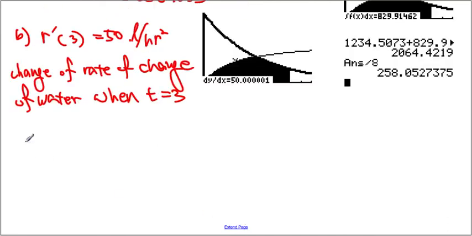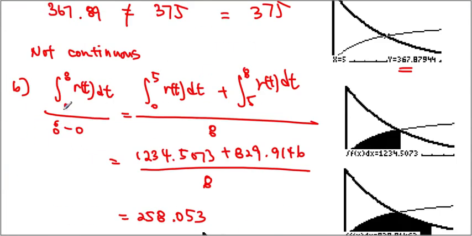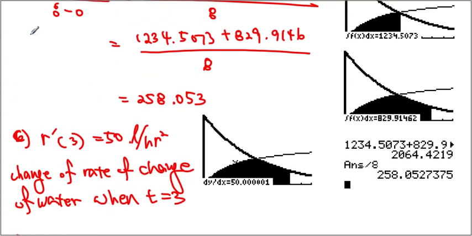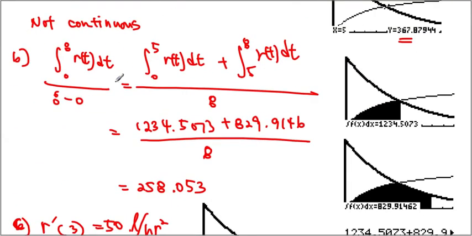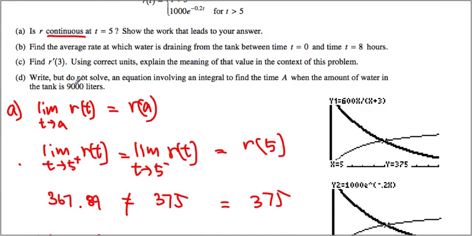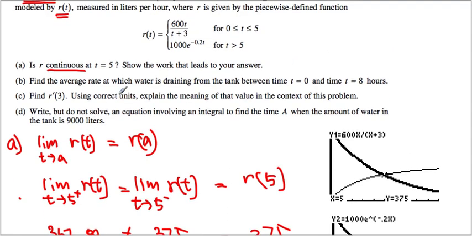Alright, let's look at number C. Find, actually that's what we have done. This is C, sorry. And this was B. Okay, we're looking for D now. Write but do not solve an equation involving an integral to find the time A when the amount of water in the tank is 9,000. So, how do we know if it's a 9,000 or not?